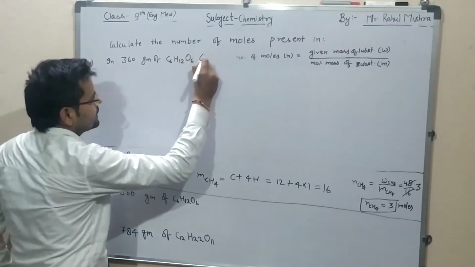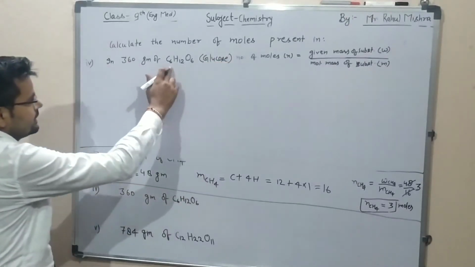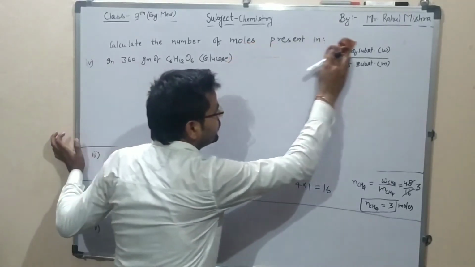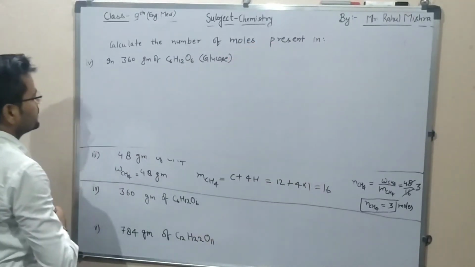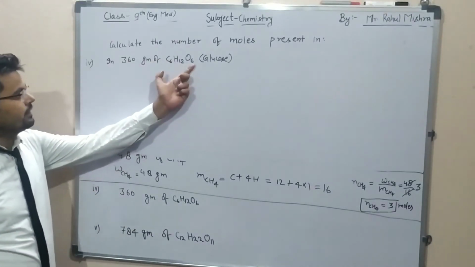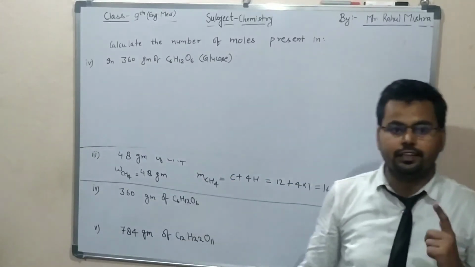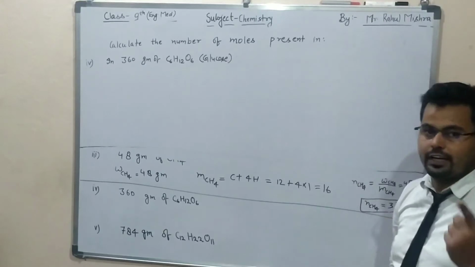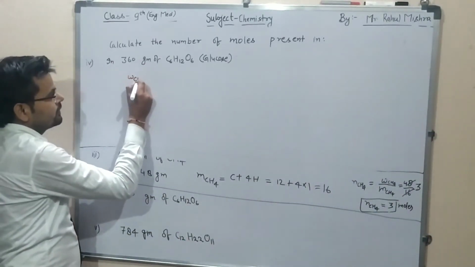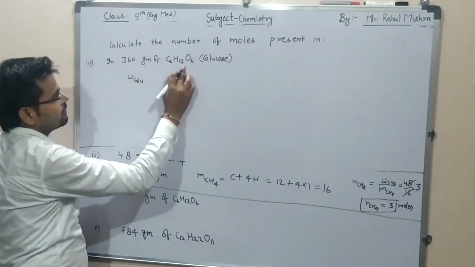C6H12O6, this is glucose. This is the formula of glucose. So listen, 360 gram of glucose contains how many moles? इसका मतलब 360 ग्राम ग्लूकोज में कितने नंबर ऑफ मोल्स हैं, ये आपको कैलकुलेट करना है. This is your question.